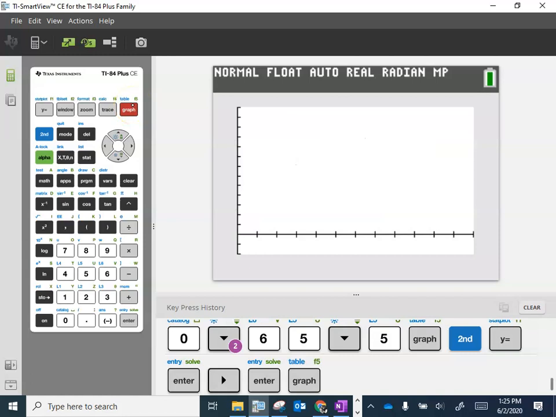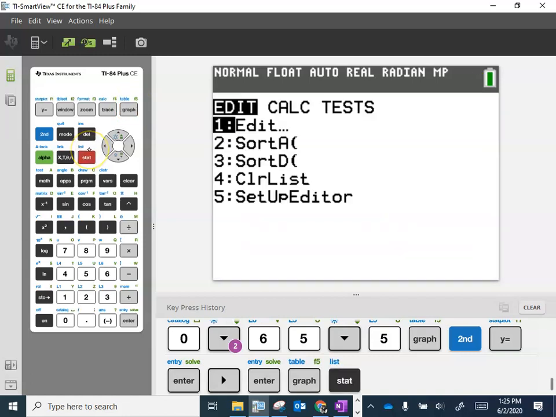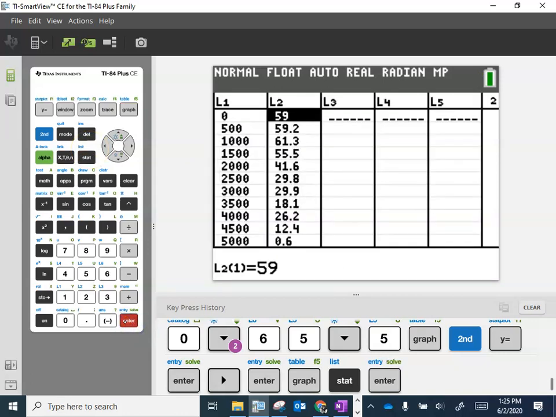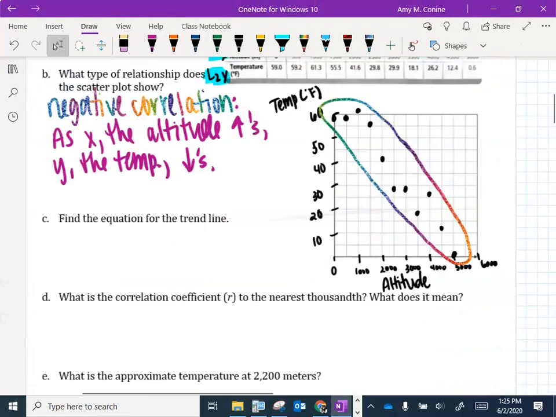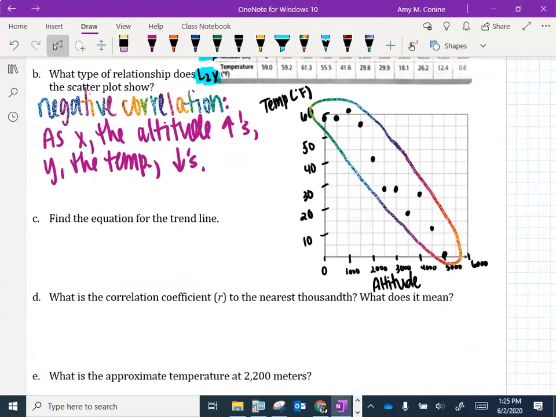Okay, so now what we're going to do is take the data that we entered. We have this data, and we're going to find the equation for our line, and this will tell us if we're correct with the information we have. So if you recall, we've got part C, it says find the equation for the trend line. Whenever you see trend line, this always means line of best fit. And then part D, what is the correlation coefficient R to the nearest thousandth? So we're going to do a bunch of this at once.